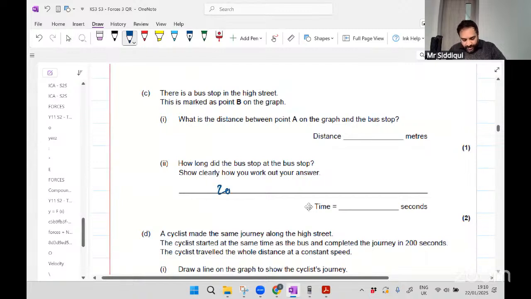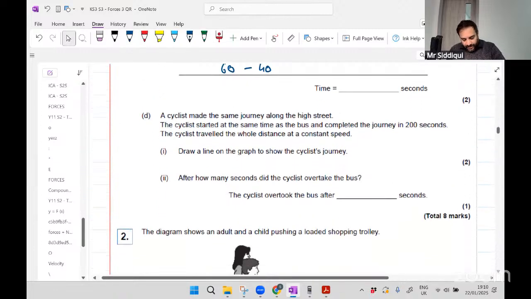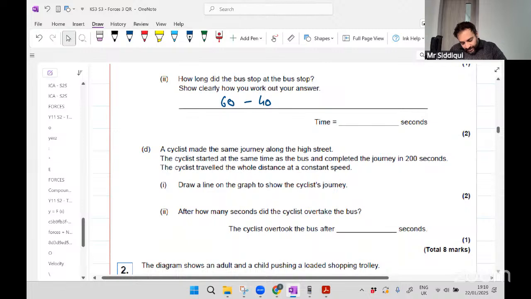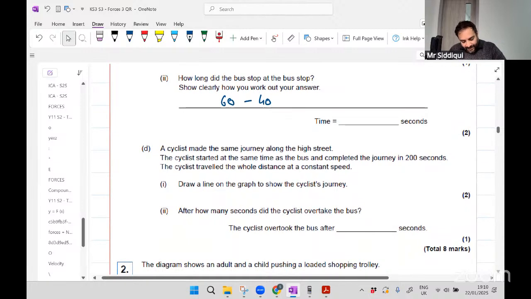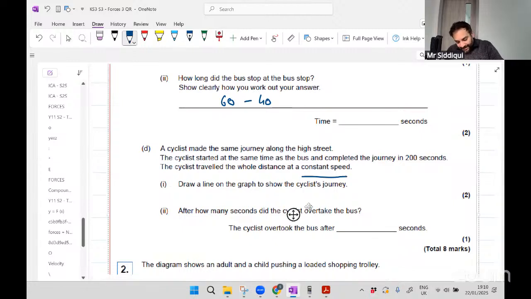So yeah, if you want to show clearly how you work out your answer, you probably need to say 60 take away 40, or whatever those two numbers were, to get us to 20. And then a cyclist made the same journey along the high street. The cyclist started at the same time as the bus and completed the journey in 200 seconds. He traveled the whole distance at a constant speed.